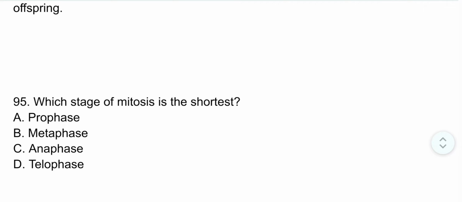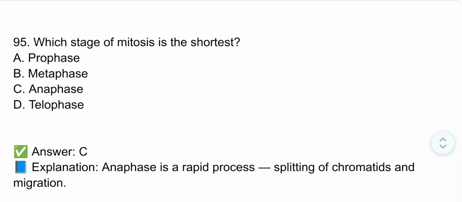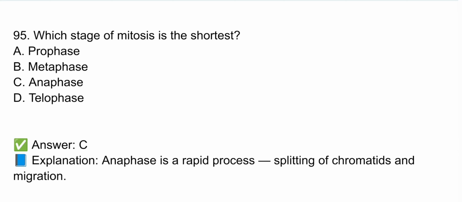Question number 95. Which stage of mitosis is the shortest? The correct option is option C, anaphase. Anaphase is a rapid process involving separation of chromatids and migration.